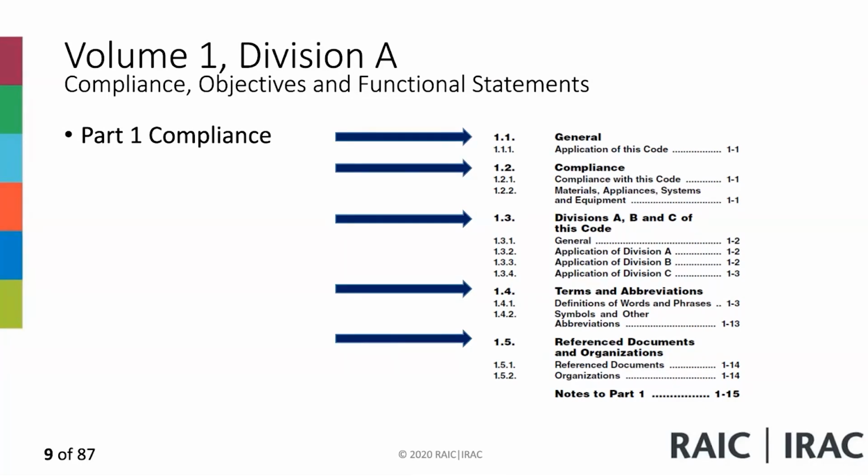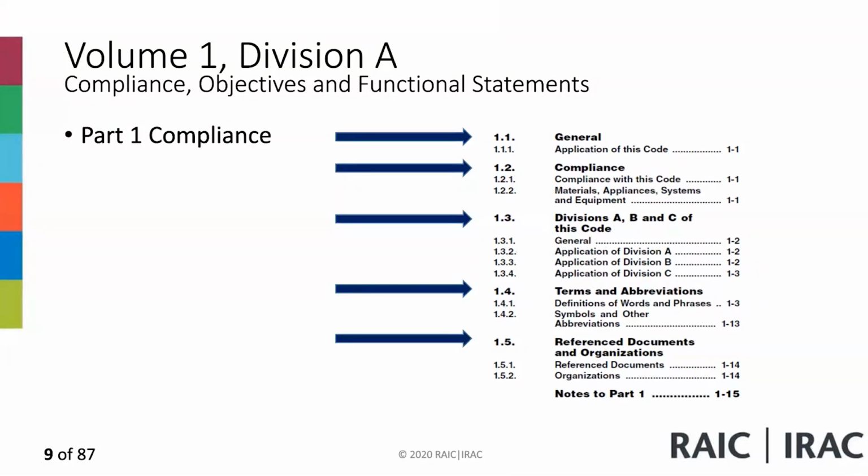Anybody cannot find it? You've got to go to the table of contents of Division B, go to Part 1, and from the Part 1 table of contents, you will be able to see the terms and abbreviations, and there will be a list of reference documents and organizations. For Division B, our list of documents and organizations is going to be in Section 1.3.